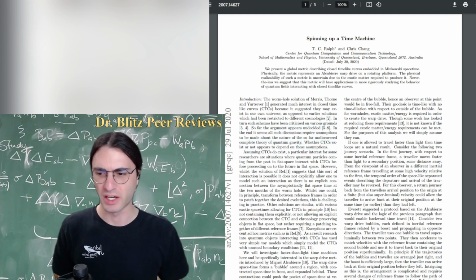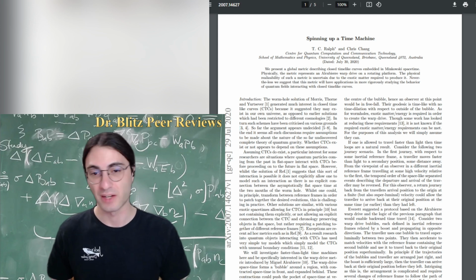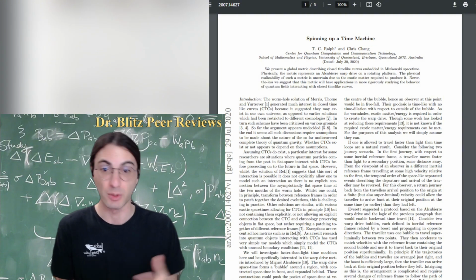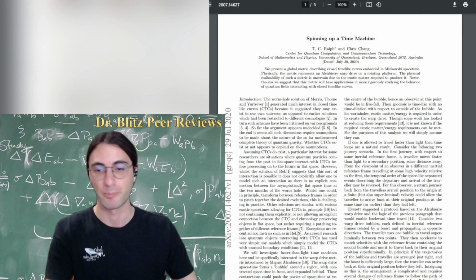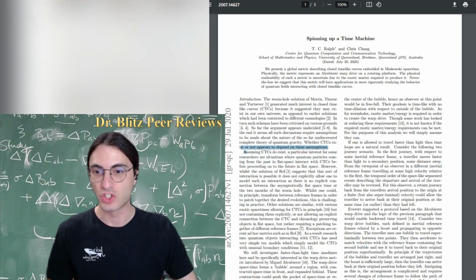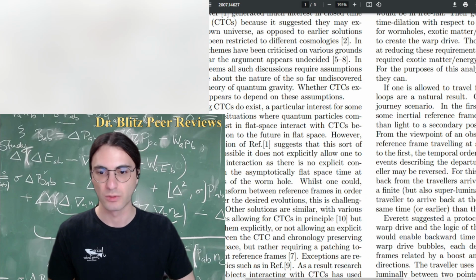This is a fairly conservative take, namely that if you want to understand time travel or closed time-like curves, you need to understand a full theory of quantum gravity, which we don't have yet. We only have classical gravity. This is general relativity from Einstein. Now, they go on to say, assuming CTCs do exist, actually, you know what? Let me do this.